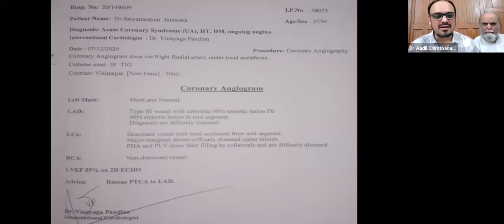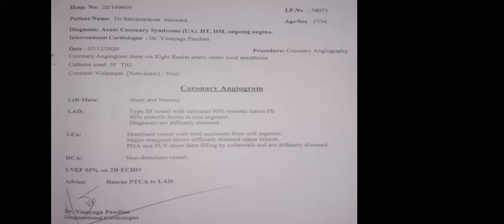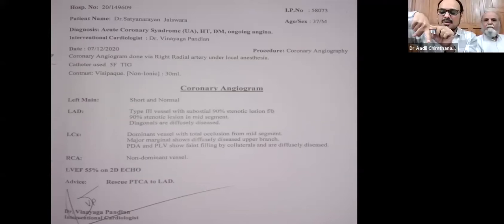The angiography was done, and it shows left main is short and normal. LAD, left anterior descending artery, is a type 3 vessel. I can tell you later what a type 3 vessel is, but it will take some time. With a 90% stenotic lesion, followed by another 90% stenotic lesion in the mid segment. See now, the artery we divide into proximal segment, mid segment, and distal segment. So proximally there was 90%, in the middle there was 90%, and the three diagonals that come out of the left artery are all diffusely diseased.